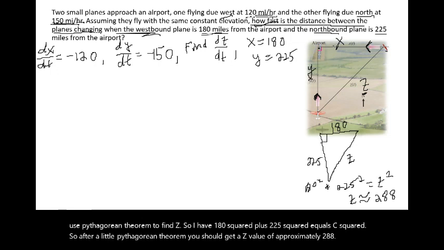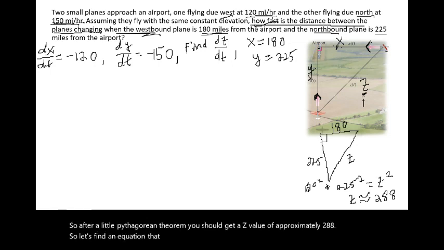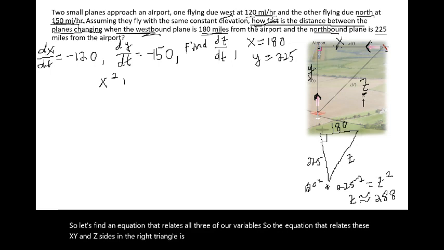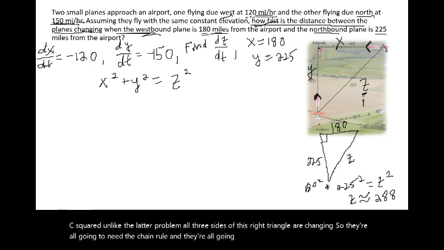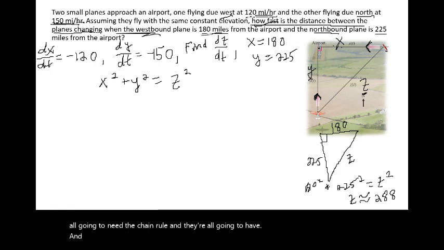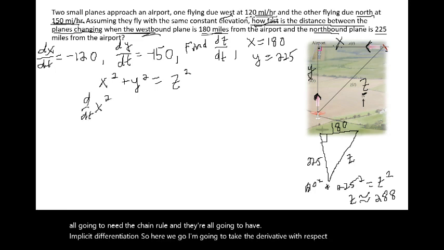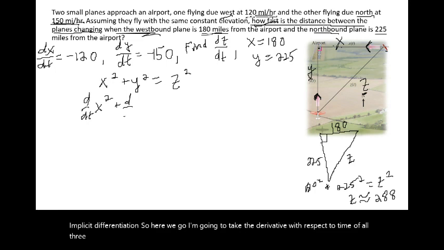So let's find an equation that relates all three of our variables. The equation that relates these x, y, and z sides in the right triangle is the Pythagorean theorem: x squared plus y squared equals z squared. And unlike the latter problem, all three sides of this right triangle are changing, so they are all going to need the chain rule, and they're all going to have implicit differentiation. So here we go. I'm going to take the derivative with respect to time of all three terms on both sides.